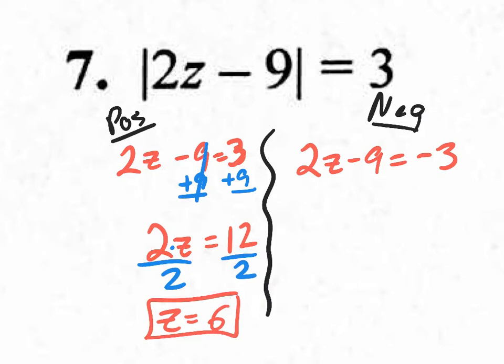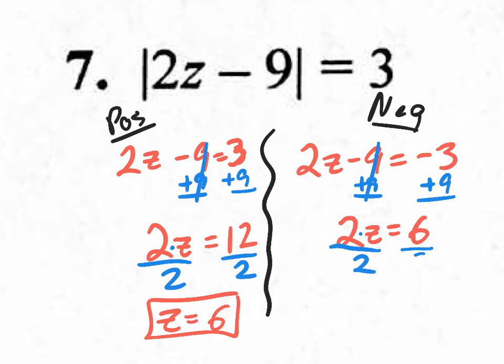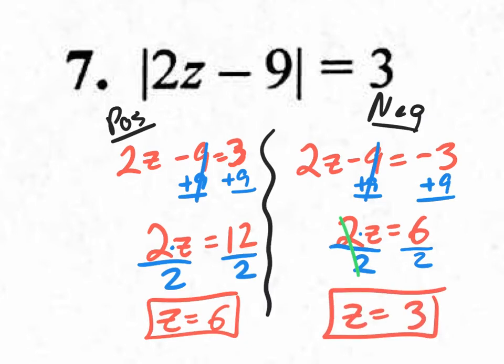That's one answer. The other answer, same thing, add 9 to get rid of that minus 9. What you do to one side, you must do to the other. You'll have 2z equaling negative 3 plus 9 is 6. And what we really have there is 2 times z equals 6. So the way to get rid of that multiplication of 2 in front of the z is to do the opposite, which is dividing by 2. What you do to one side, do to the other side to maintain equality. Final answer is z equals 3. So those are your two answers to number 7.